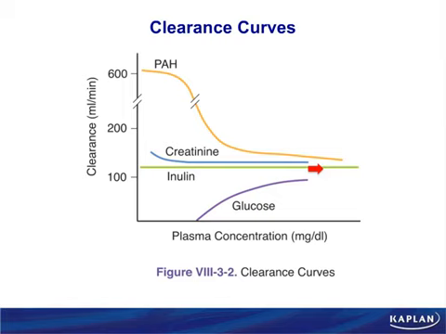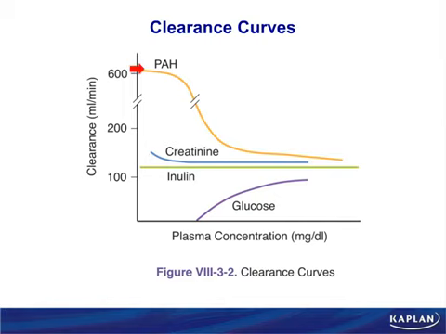No matter how high the plasma concentration is, the clearance of inulin is always that 20% that is filtered. Bottom line. Here's creatinine. Notice the clearance of creatinine is slightly higher than the clearance of inulin, just slightly. Why? Because it is secreted. That slightly higher clearance is the little bit that is secreted. That's creatinine.